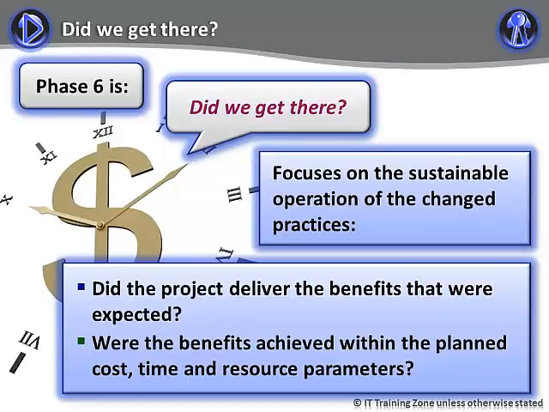Phase 6 is, did we get there? This phase focuses on the sustainable operation of the changed practices. In other words, did the project deliver the benefits that were expected? And were the benefits achieved within the planned cost, time, and resource parameters? In each case, actual outcomes should be compared with the business case.